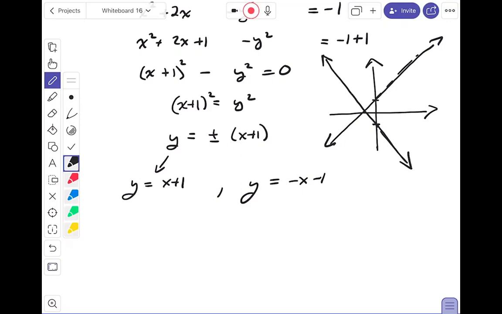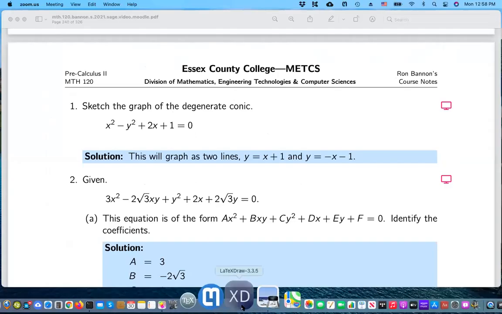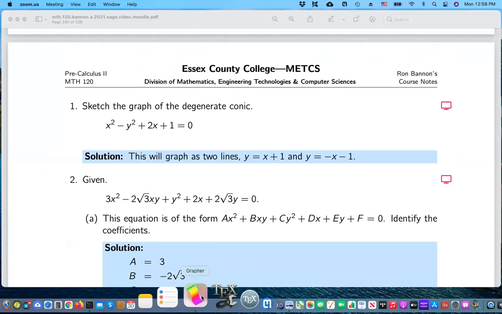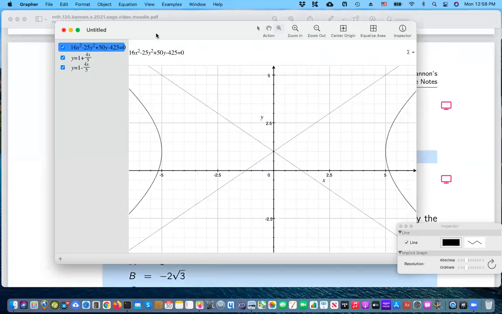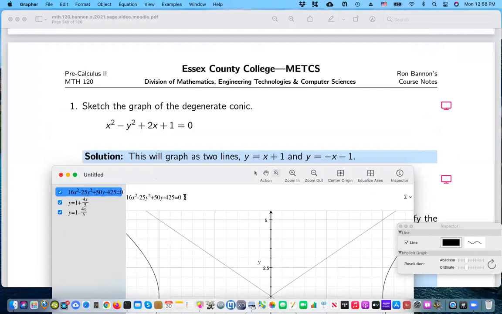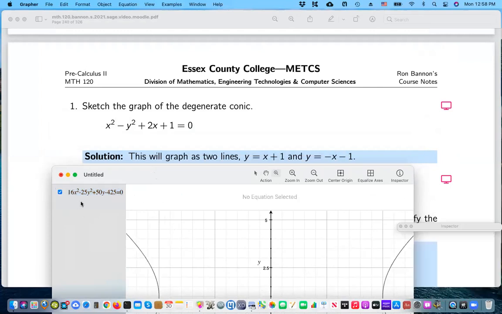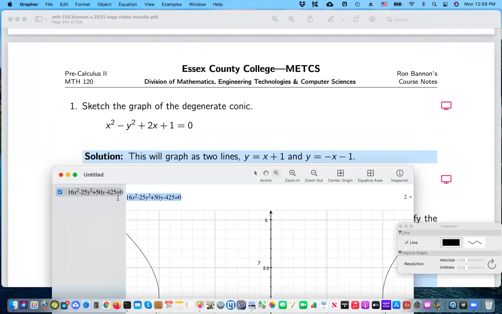Okay. I want to go to software. I'm going to put my whiteboard down for a second. I'm going to do another share with you. And I'm going to go to Grapher. All right, give me 1 second. And I'm going to just type it in. Let me get rid of this stuff over here, though. It's from an older problem.